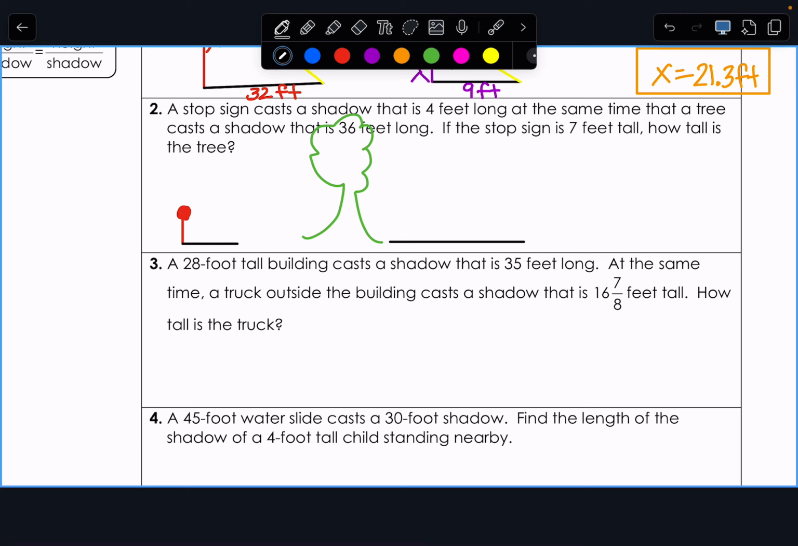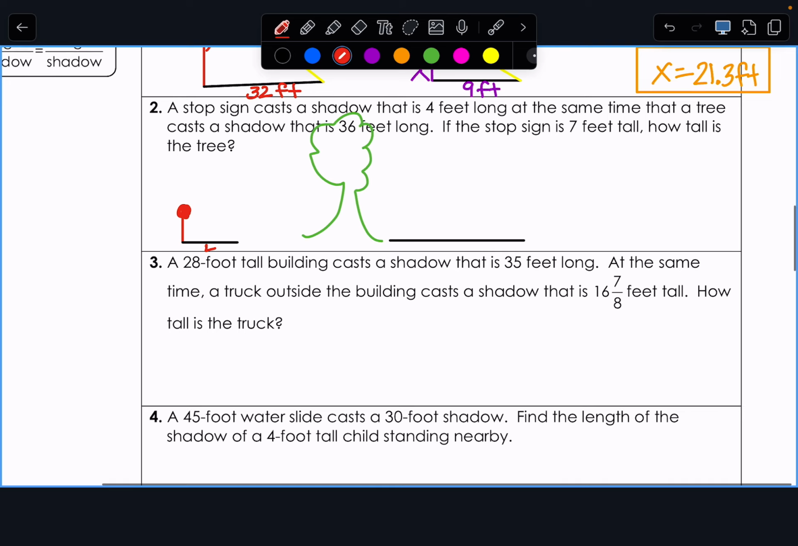Okay, where does the 4 go? On the stop sign shadow, which means does it go vertical or horizontal? Horizontal, sorry. This is horizontal. On the ground, 7. Okay, so where does the 7 go, Matthew? So 7 goes here. Okay. Where does the 36 go? Tree shadow, and we're looking for its height, okay?